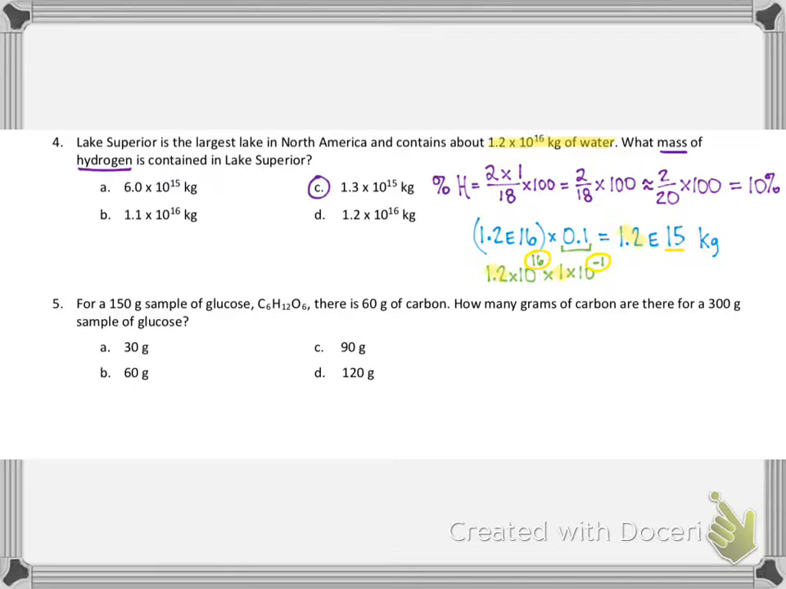All right, one more to go. Got a 150 gram sample of glucose, in which case there are 60 grams of carbon. So how many grams of carbon are there in a 300 gram sample of glucose? You should try this. It'll be amazing. And then when you're ready to check your answer, unpause the video.